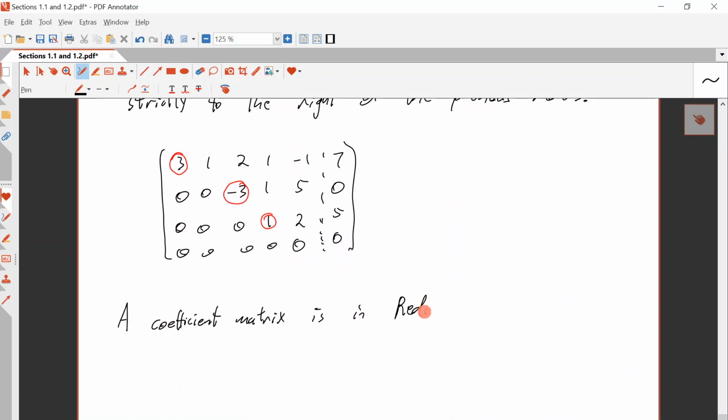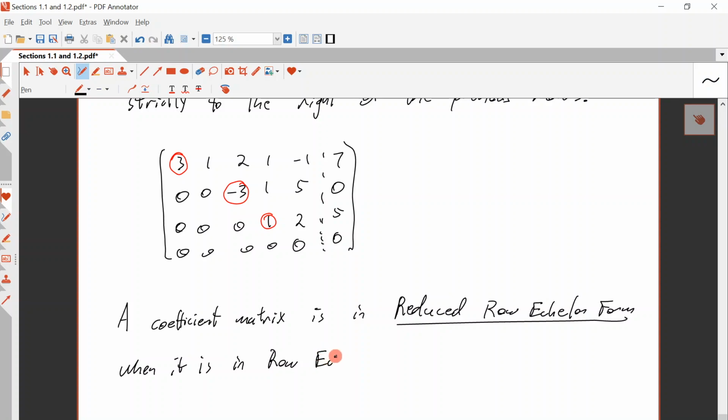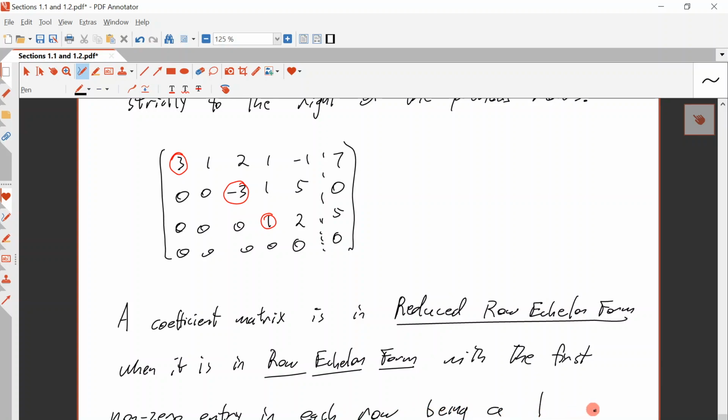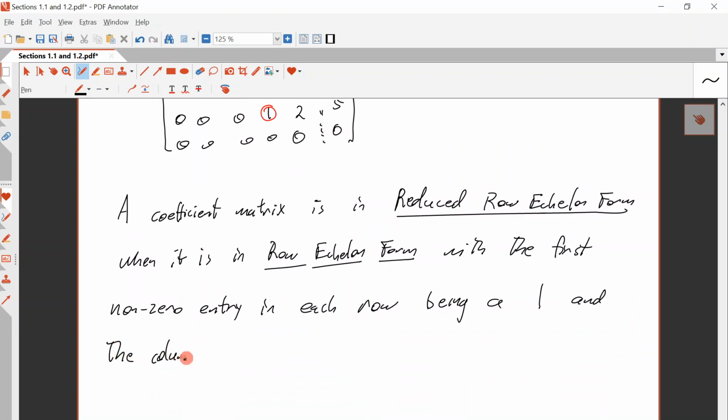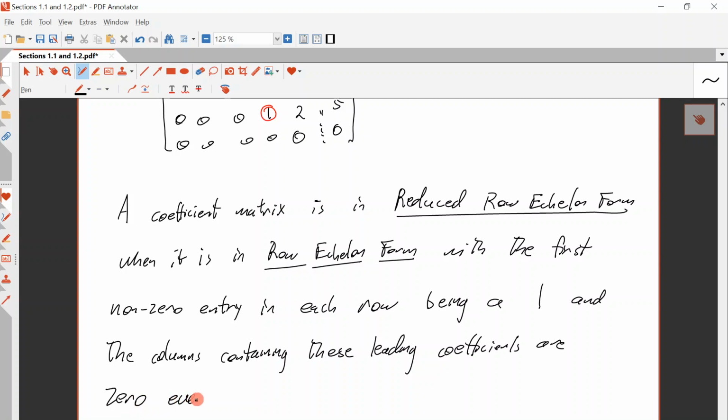Row echelon form. A matrix is in reduced row echelon form when it is in row echelon form, with the first non-zero in each row being a 1, and the columns containing these leading coefficients are 0 everywhere else.